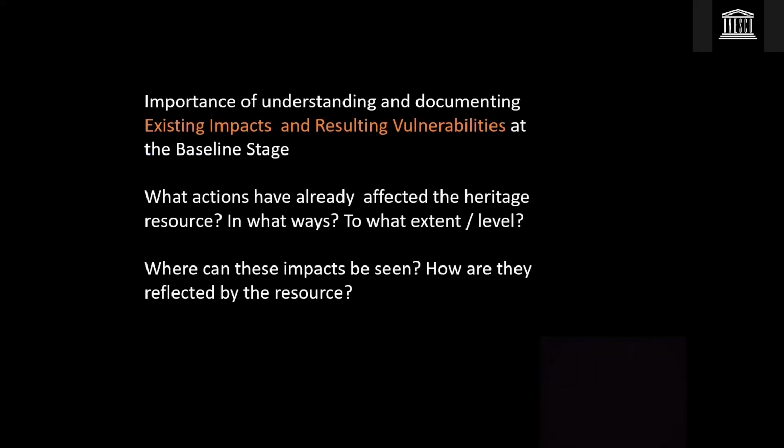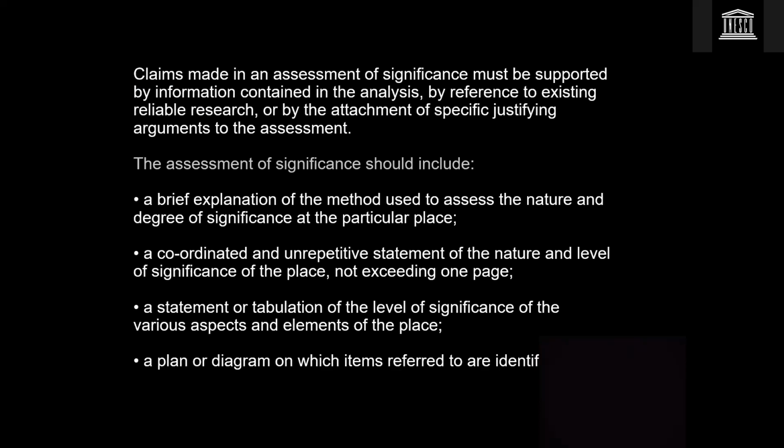So it's important to understand and to document the existing impacts and vulnerability at baseline stage. So what actions have already affected the heritage resource? In what way, to what extent or level? Can these impacts be seen and how are they reflected in the heritage resource? It's not only for an impact assessment, but also to determine the significance of the heritage. So claims made in an assessment of significance must be supported by information contained in the analysis, by reference to existing reliable research, or by the attachment of specific justified arguments to the assessment.